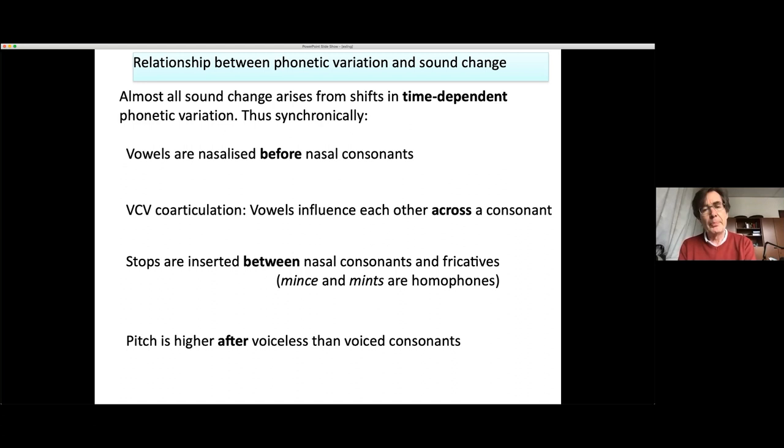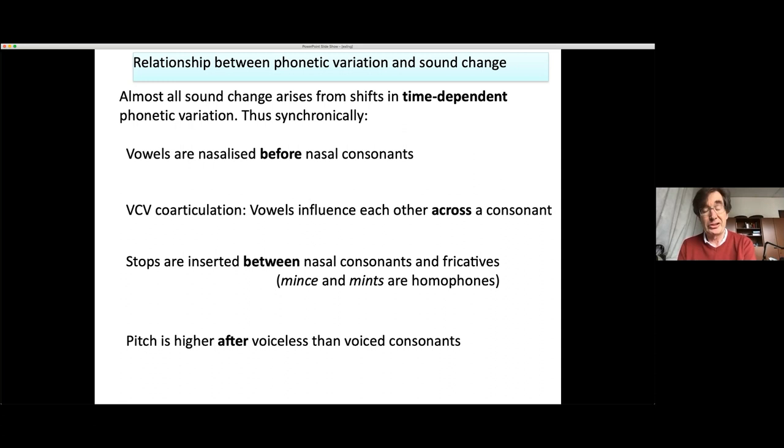So if we think about synchronic variation, this is everyday variation in very many languages. We find, for example, that vowels are nasalized before nasal consonants. So the a in a word like man is nasalized because of the n. There is the well-known finding of VCV co-articulation, where V2 influences V1 and vice versa.